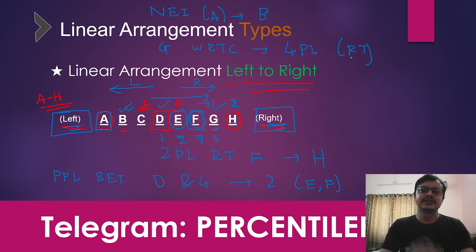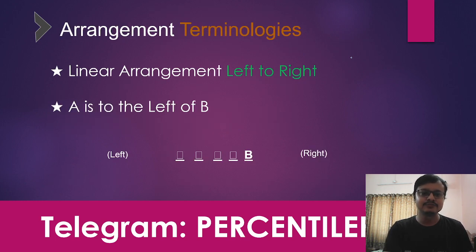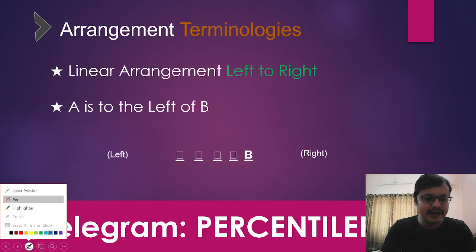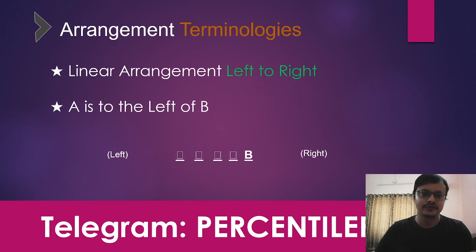How we get person G's position with respect to C. With this in mind, let us move on to some of the key terminologies that are very important as far as CAT is concerned. And these are very important from the exam point of view. So let's look at some of the arrangement terminologies.